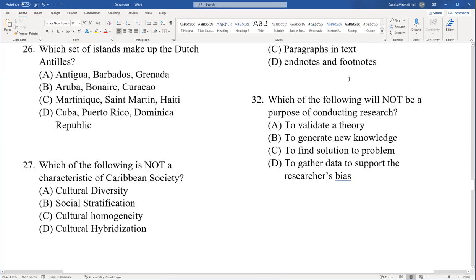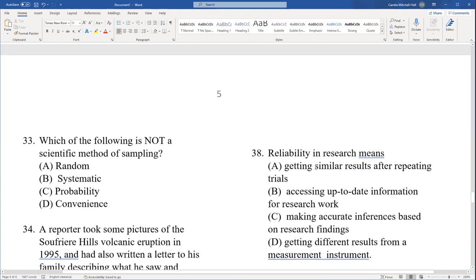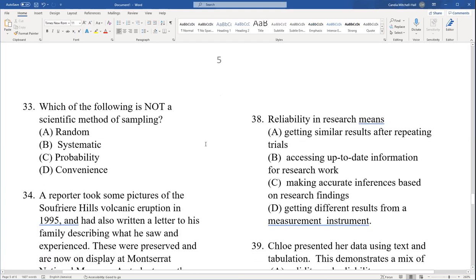Which of the following will not be a purpose of conducting research? The answer is? Together. The answer is D, not a purpose. You don't do research to gather data to support the researcher's bias. All right? That's not the reason for research. D. 33.